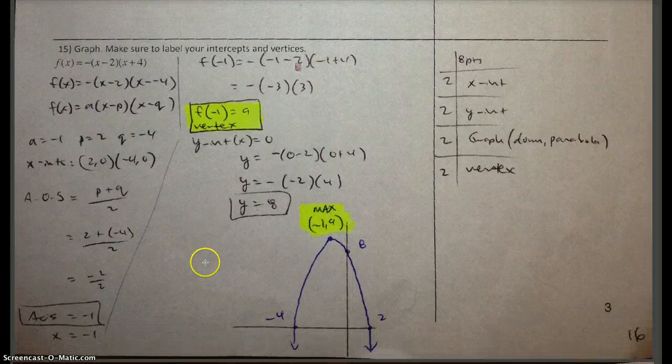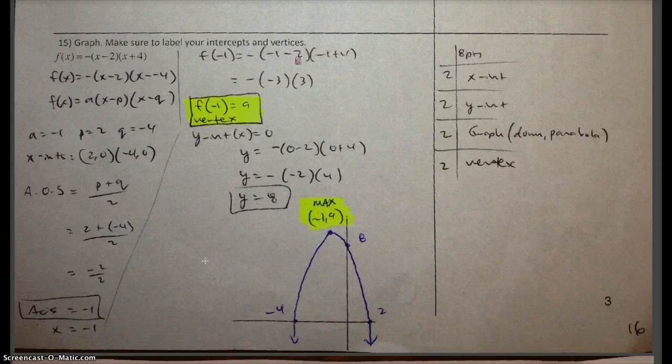This past week, you guys learned to graph quadratic functions in intercept form. So make sure you label your intercepts and vertices. So I changed this to be a minus sign, x minus 2, that's the same, but I changed the plus sign to be a minus negative 4.